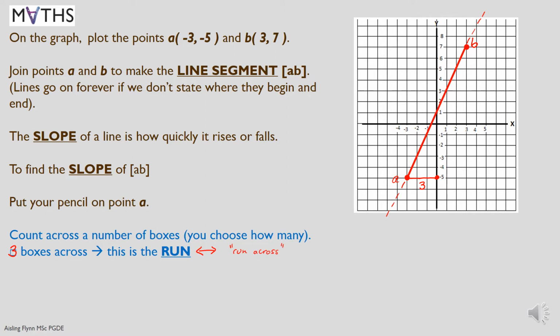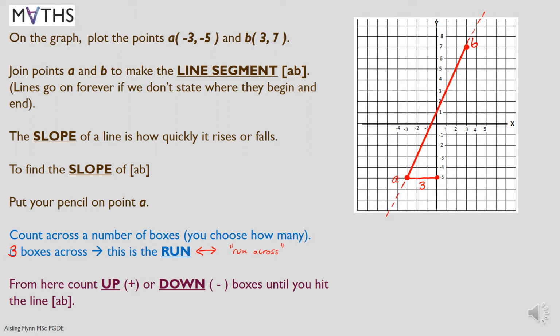Okay, and now from here, we're going to count up, or sometimes you have to count down, boxes until we hit the line AB. So I'm going to count up 1 box, 2 box, 3, 4, 5, 6 until I hit the red line. So I've counted 6 units up. Okay, so 6 units up. And this is called the rise. So we ran across and we rise up. This is the vertical distance. And we have values of 6 and 3.